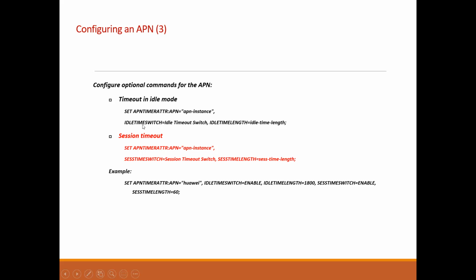We have an idle timeout switch where we can enable or disable it. Once we enable it, we can specify the idle time length, in minutes. So you can specify that if a user is not using any data, there is no uplink or downlink for 10 minutes, then the user's PDP session should be disconnected, and accordingly his radio services are going to be released.